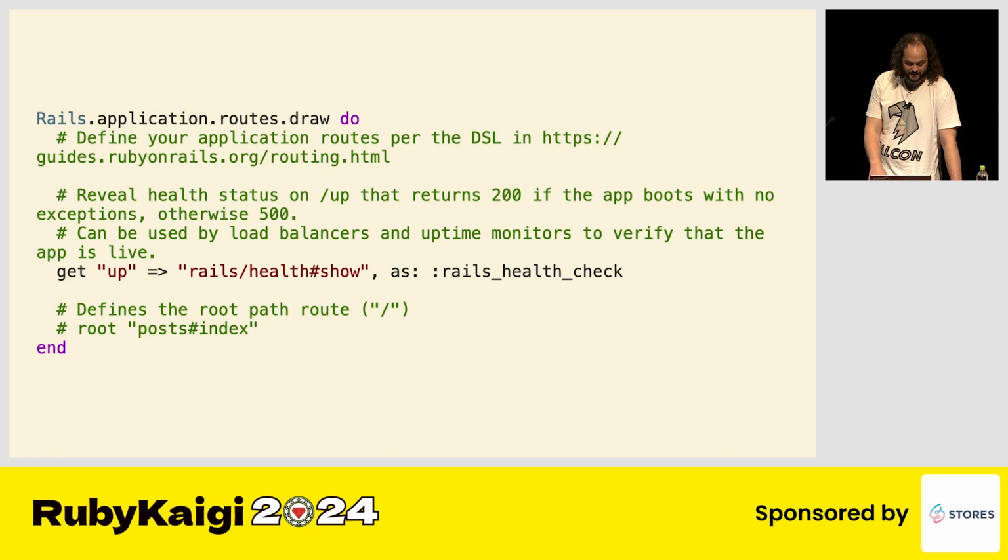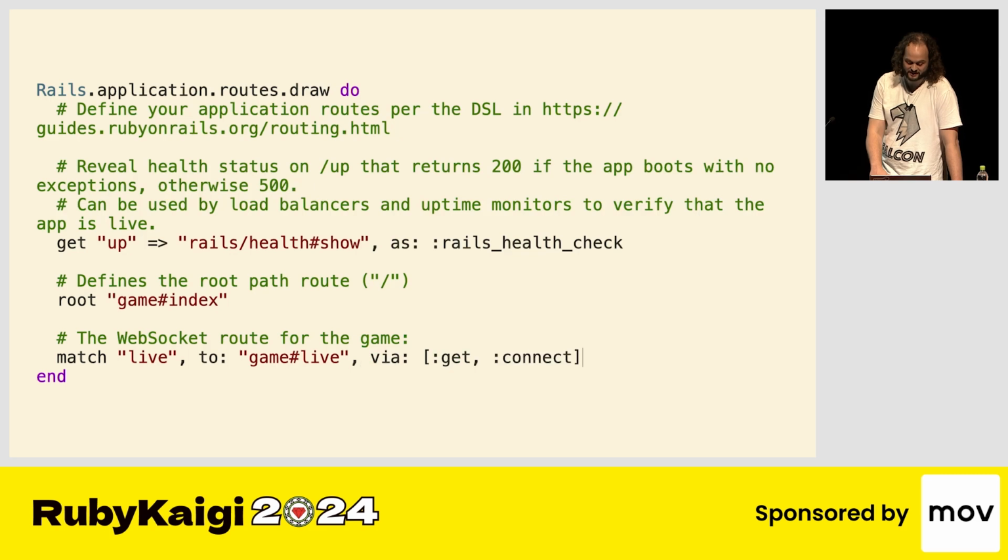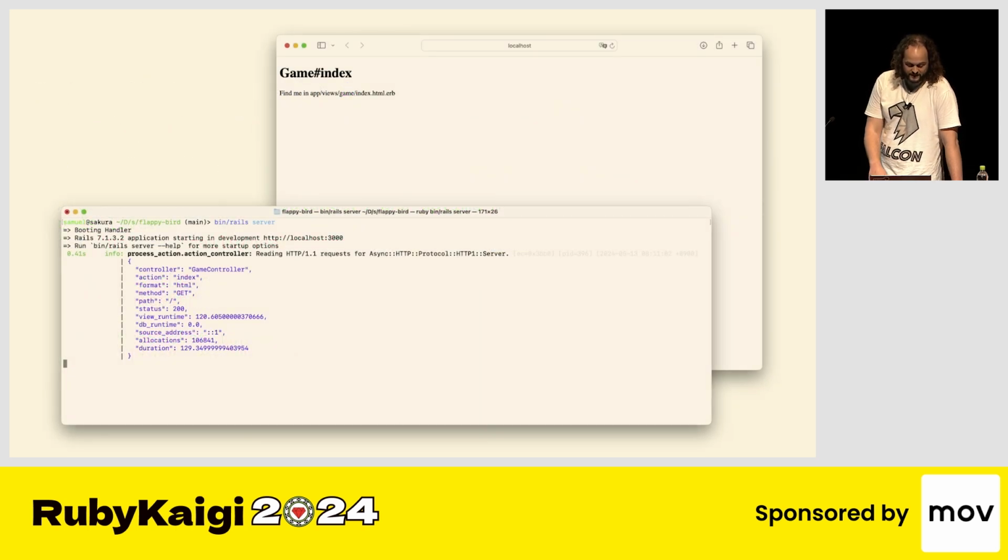This is the default routes.rb file. We need to add routes for our game controller. First, let's add the route for our root. We're going to route the root route of the application to the game controller index action. We also need to add a route for the live gem's WebSocket connection. For HTTP 1, this uses the get method, and for HTTP 2, it uses the connect method. Now, if you've done everything correctly so far, if you start bin/rails server, you should get a page like this.